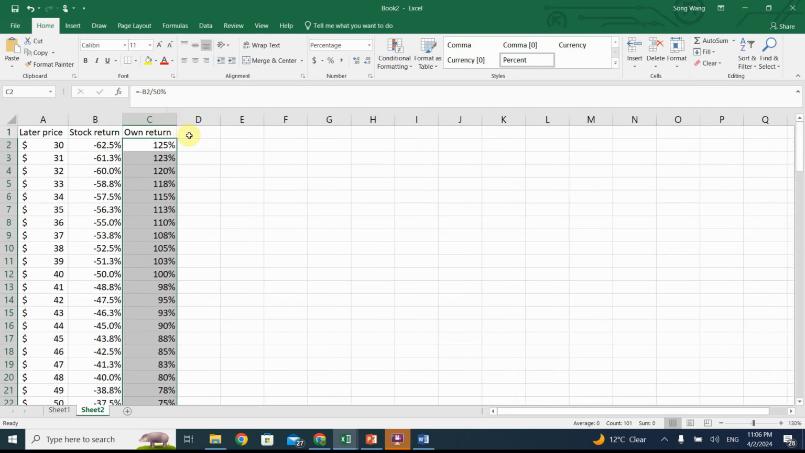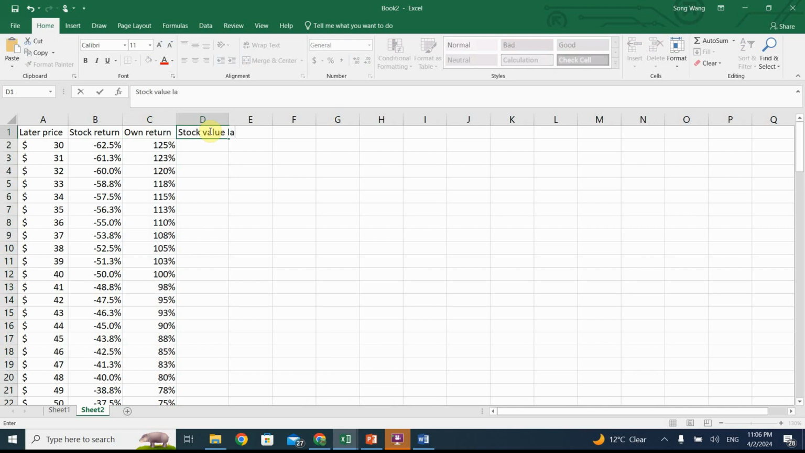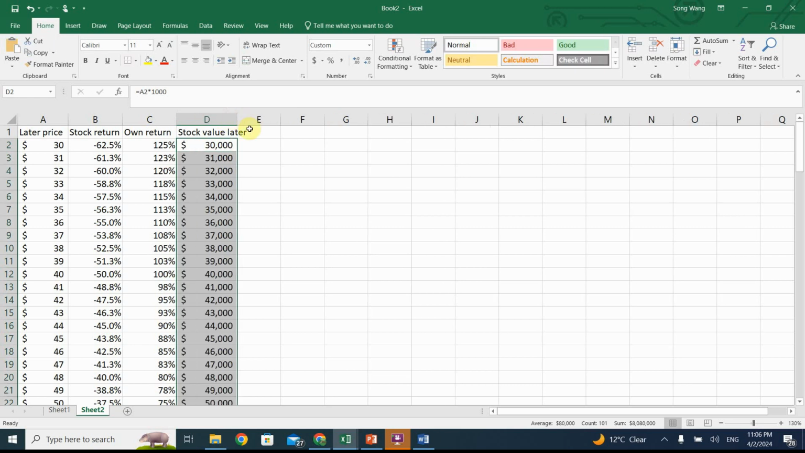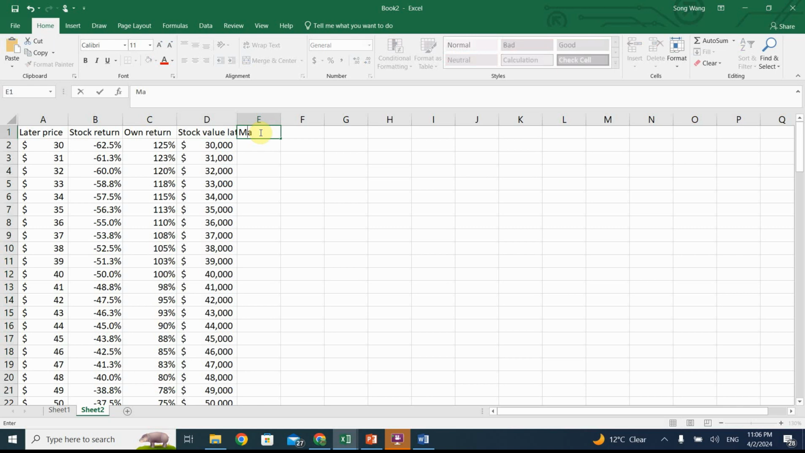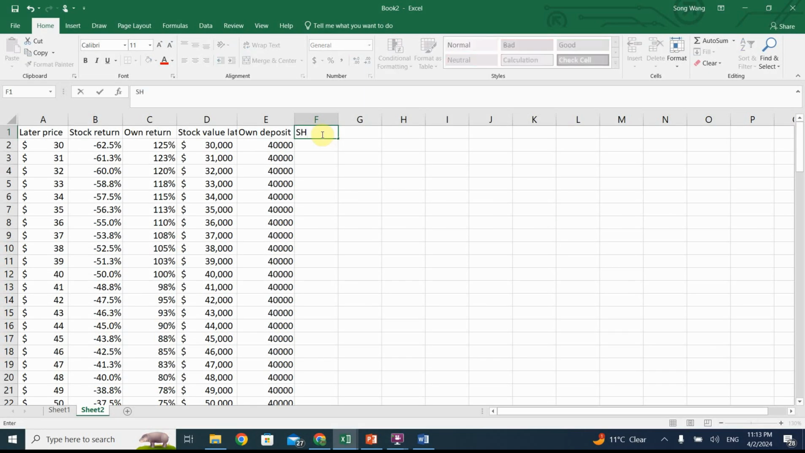To get your own return in the tougher way, the orthodox way, you will need to get the stock value later, based on the later price. So you have $30 per share times 1,000, so $30,000. Then you also need the deposit margin, your own deposit, your own cash. This is $80 times 1,000 shares, that's your stocks sold upfront, times 50%. So let's call it short upfront. You borrow the 1,000 shares and you sell upfront at $80 per share, so that's going to make you $80,000 in total.